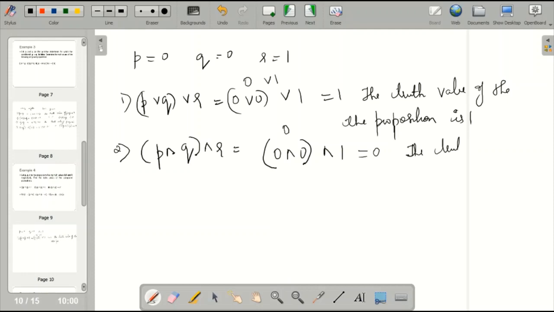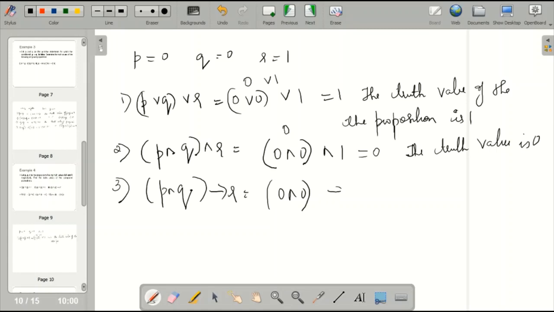The truth value is 0. So this is regarding the second compound proposition. Third one is P and Q conditional R. So you need to write what is P value, 0 and 0 conditional 1. So you know that 0 and 0 is 0. So 0 conditional 1 is always 1.